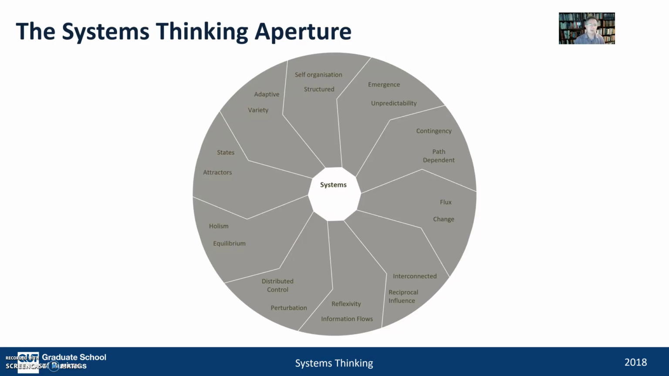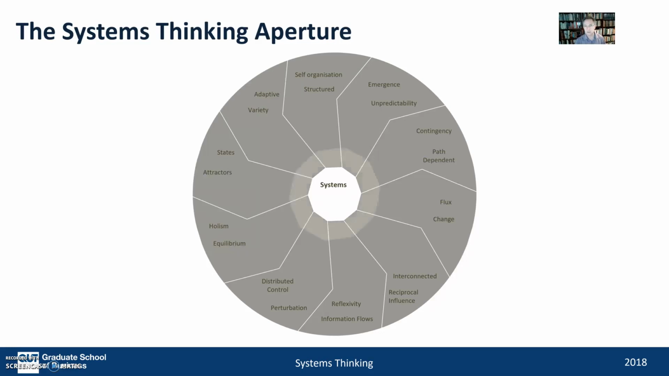We talked about holism, we haven't talked about equilibrium, but systems tend towards equilibrium. There are states and there are attractors. Systems are adaptive, they exhibit variety. There's information flows, there's a reciprocal influence. There are a range of attributes of systems.